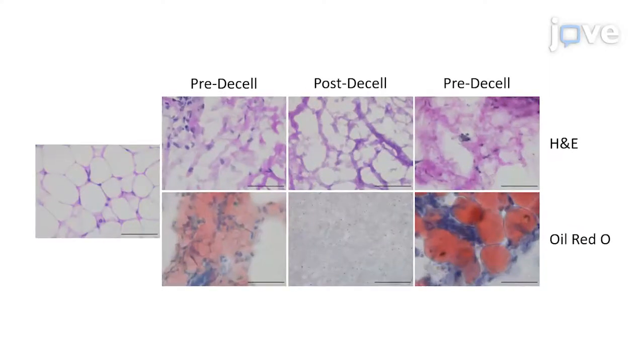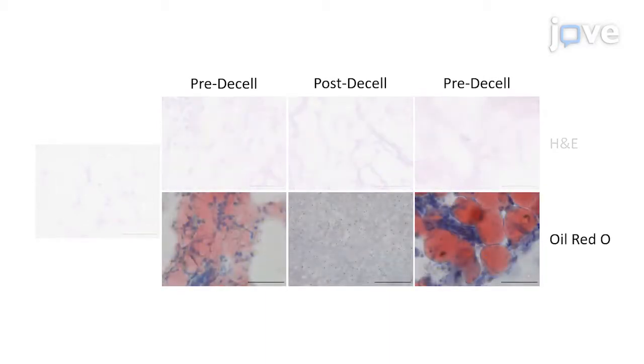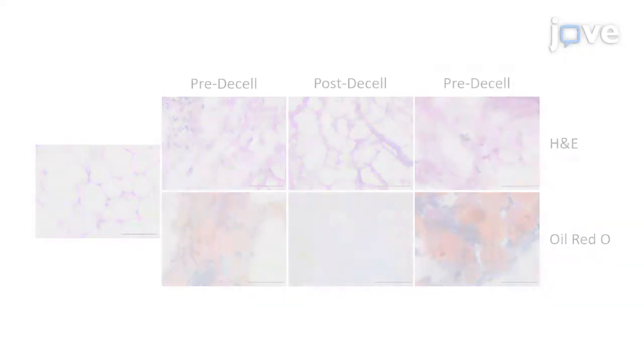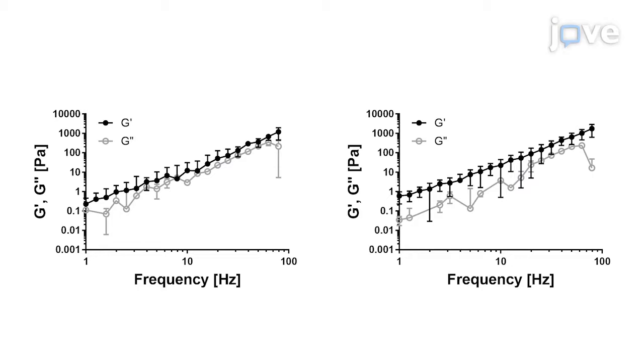In this study, normal tissue radiation effects are studied using extracellular matrix hydrogels. Hematoxylin and eosin staining is used to confirm decellularization through the loss of nuclei and other traces of DNA, while oil red O staining is used to evaluate lipid content and confirm the retention of adipocyte morphology. The rheological properties of the ECM hydrogels are assessed at 37 degrees Celsius. The storage modulus is higher than the loss modulus for all conditions, demonstrating stable hydrogel formation.